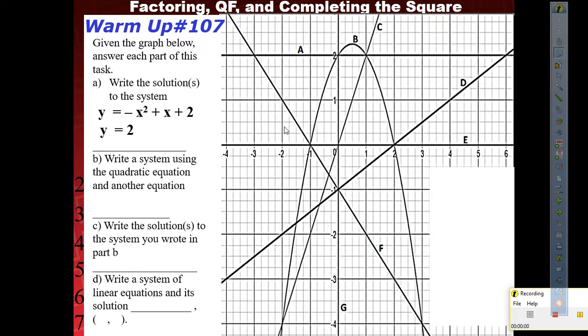All right, it says, given the graph below, right here, it's on the right, answer each part of this task. Write the solution to the system, y equals negative x squared plus x plus 2, and y equals 2. Before I start with that piece, look up, please.